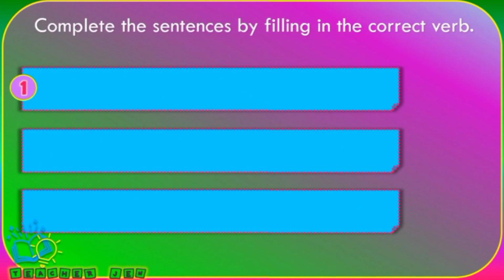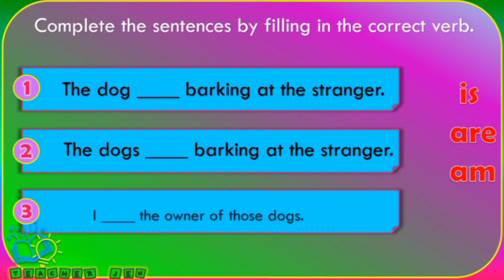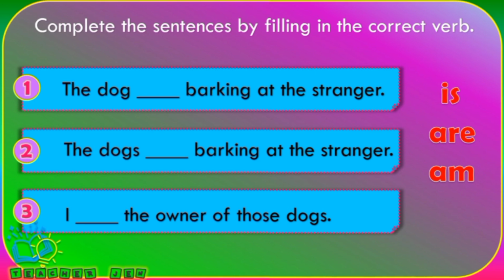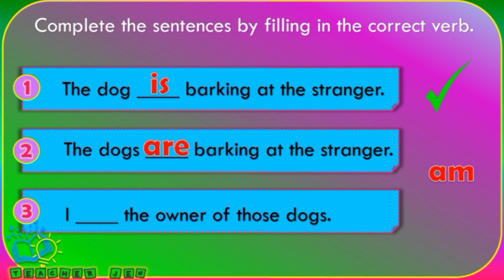Complete the following sentences by filling in the correct verb. Let's see if you know this. Number 1. The dog blank barking at the stranger. The correct answer is. That's right. Number 2. The dogs blank barking at the stranger. The correct answer is are. That's right. And the last number, I blank the owner of those dogs. And the correct answer is am.